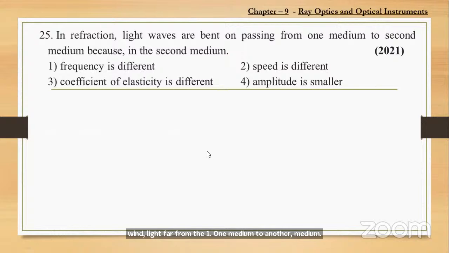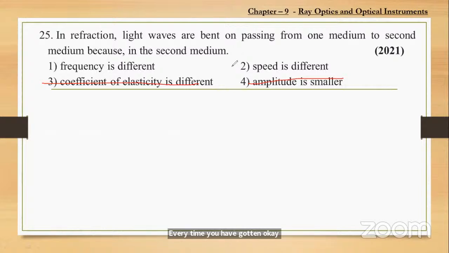Someone has answered option C, coefficient of elasticity. No, for this one it is not coefficient of elasticity. Okay, elimination. I am going to give you 50-50. So the third one is not there and the fourth one is not there. Tell me whether frequency is different or speed is different. Anybody? Try to answer the question. Yes, someone has answered 2 and 1. Every time you have got an answer. Okay, maximum persons answered 2.